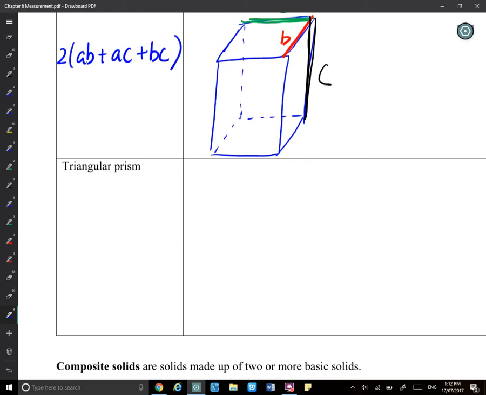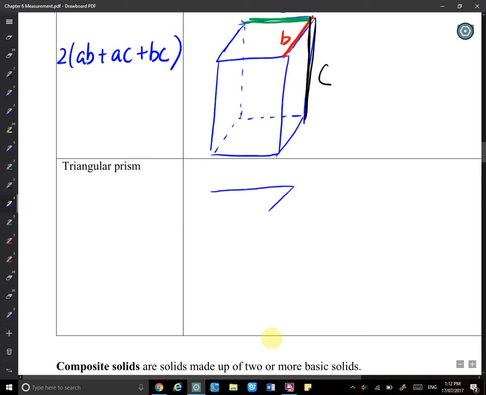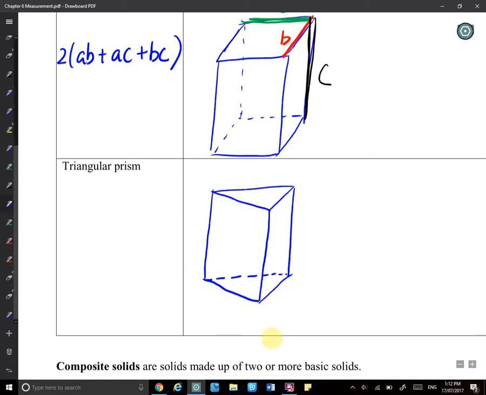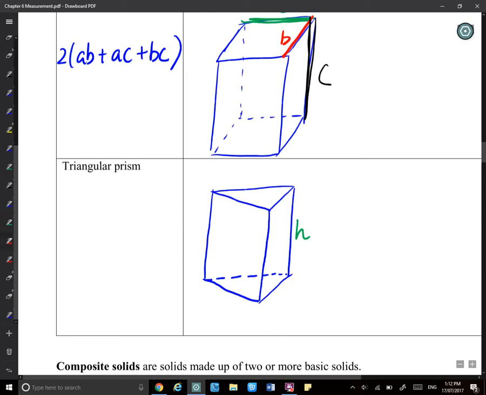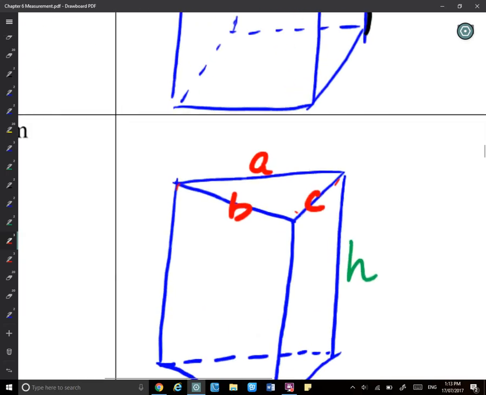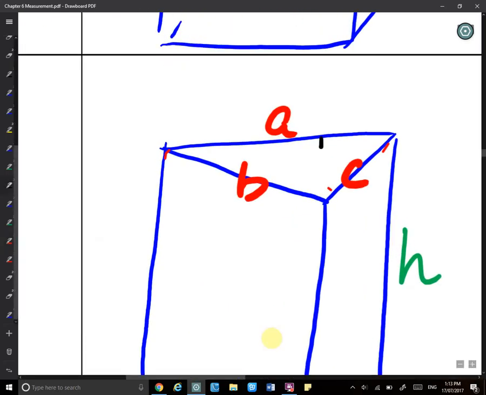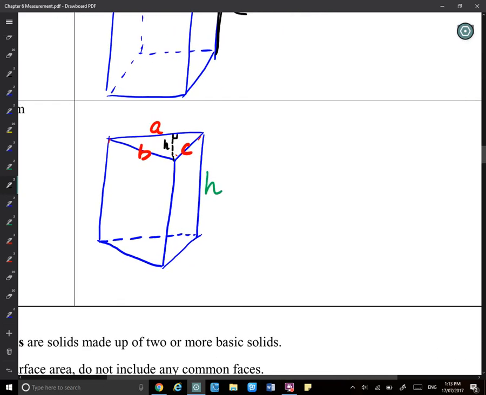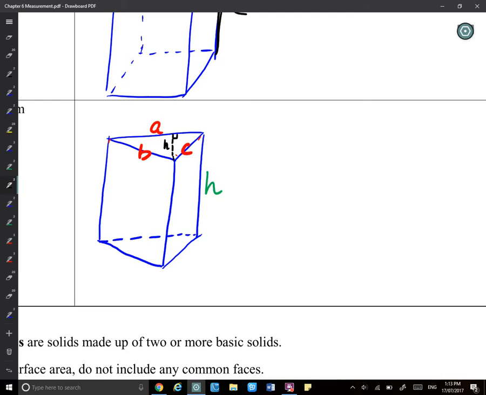The next one is the triangular prism. Okay, that's a triangular prism. I have a height of h, and I must know the perimeter of this triangle, which is A, B, and C here. When you expand that, I also need to know the height. The height here is h. When you expand that, it's a big rectangle.